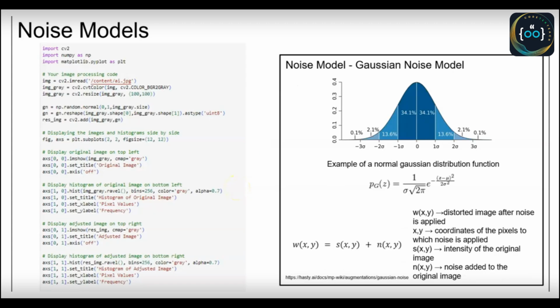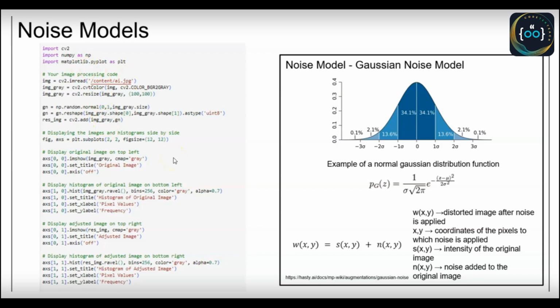Now, let us look at the code that we are going to use for noising model, and we are going to start with Gaussian noise model. The code structure is very similar to the one that we have followed earlier. We read the image, we then convert the image to grayscale, and we then resize the image. We then apply the Gaussian noise model through these 3 lines of code. The rest of the code is for displaying the original image and the changed image. And we also display a histogram that will correspond to the original and the resultant image.